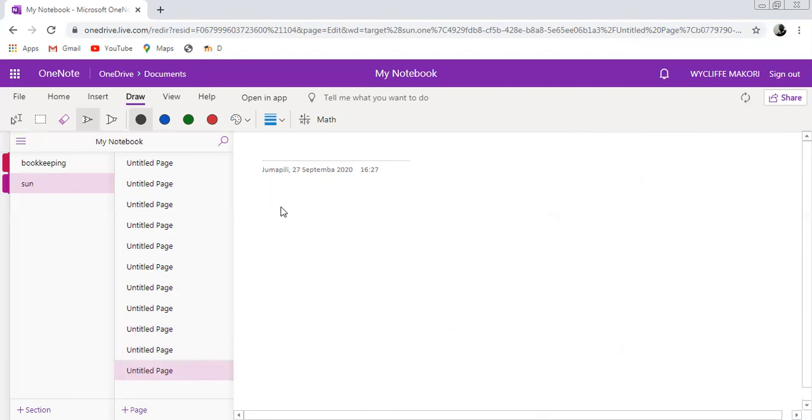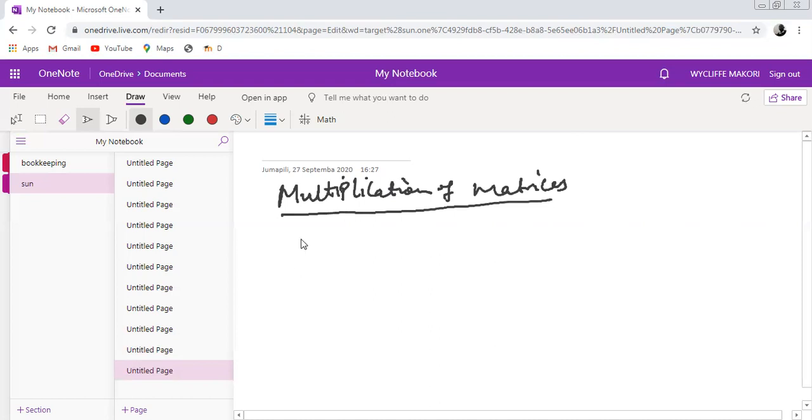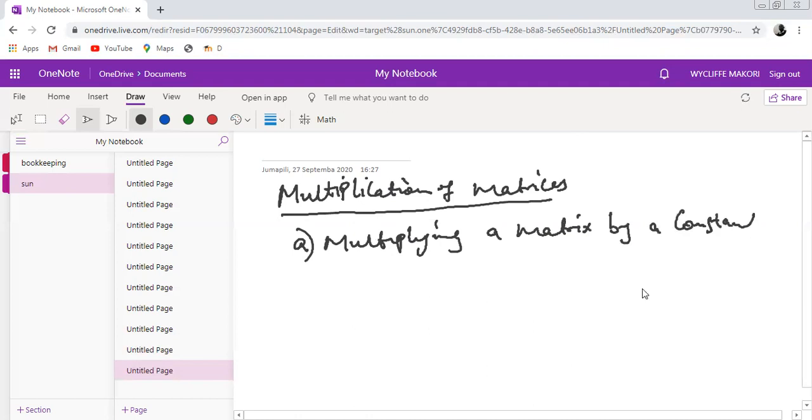Multiplication of matrices. Number one, we shall talk about multiplying a matrix by a constant. You can be told, given that matrix A is given by 2, 4, 3, 0. Now you are asked, find 5A.